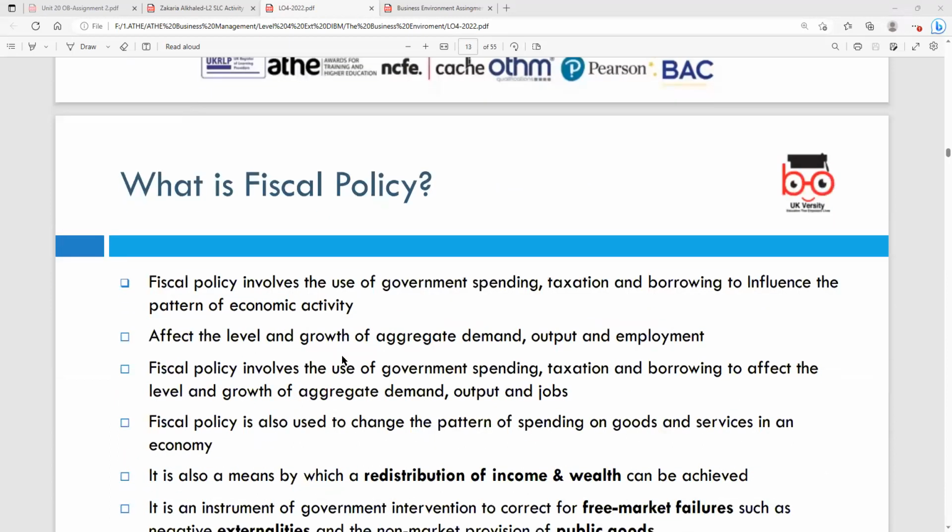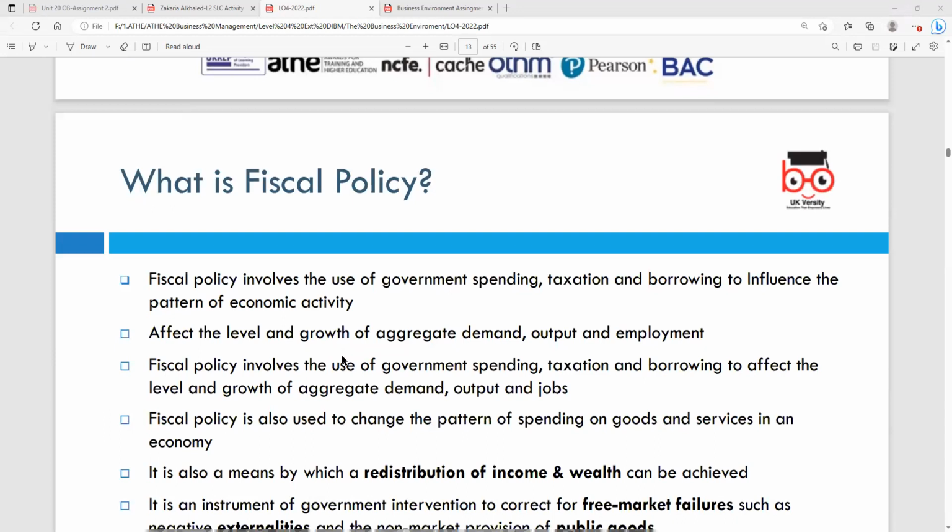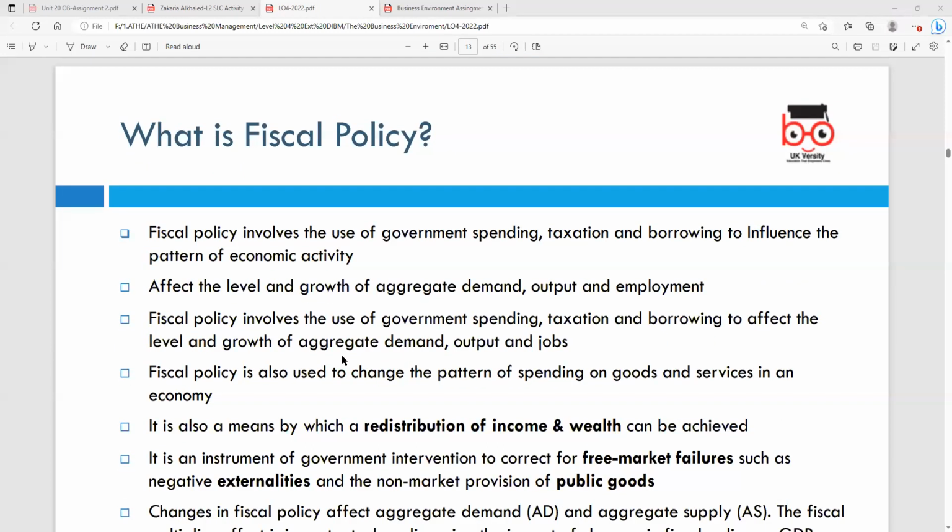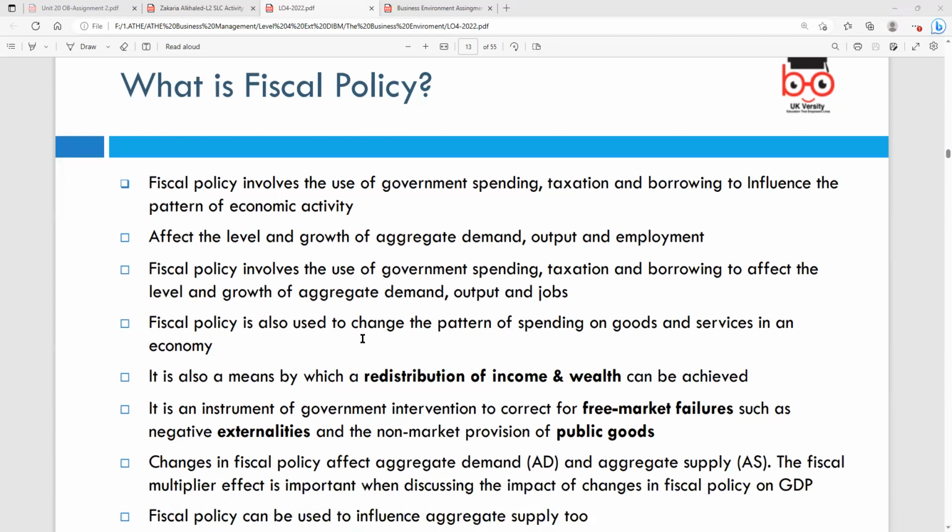So fiscal policy is used by the government to control certain factors in the economy. This is very important. Fiscal policy controls government spending. It looks at taxation, borrowing, and economic activity. Fiscal policy affects the growth of a country. It looks at aggregate demand, employment, and output, and at how the government can control spending.